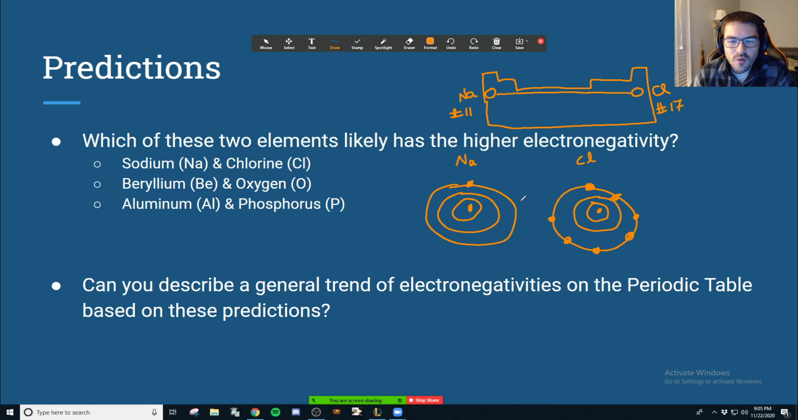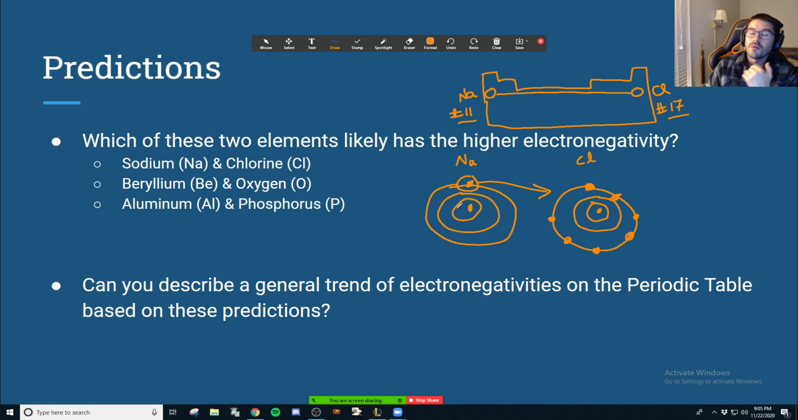So the question is, why does this electron fly over to chlorine? And the answer is this right here, their atomic number. The atomic number is the number of protons, right? Chlorine has more positively charged protons in its nucleus than sodium does. Therefore, chlorine is better at pulling on electrons, or pulling on this electron, than sodium is.